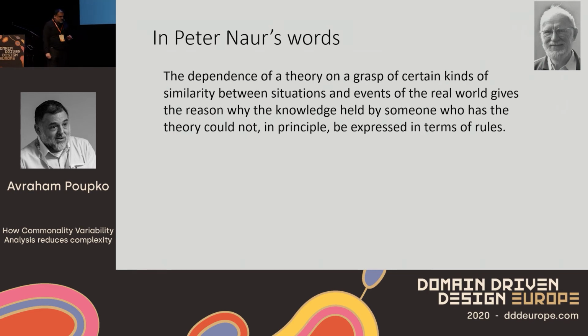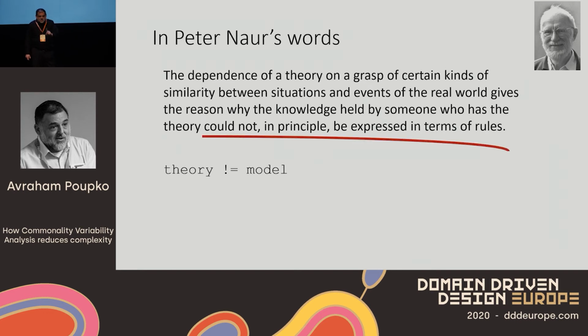And what Peter Naur says is, the dependence of a theory on a grasp of certain kinds of similarity between situations and events of the real world gives the reason why the knowledge held by someone who has the theory could not, in principle, be expressed in terms of rules. This is a strong statement. He's saying basically, you cannot make the implicit explicit. You cannot express everything in terms of rules. There's some real-world knowledge out there that has come to you in terms of theory, that you know it, you understand it, and the rules won't capture all of it.